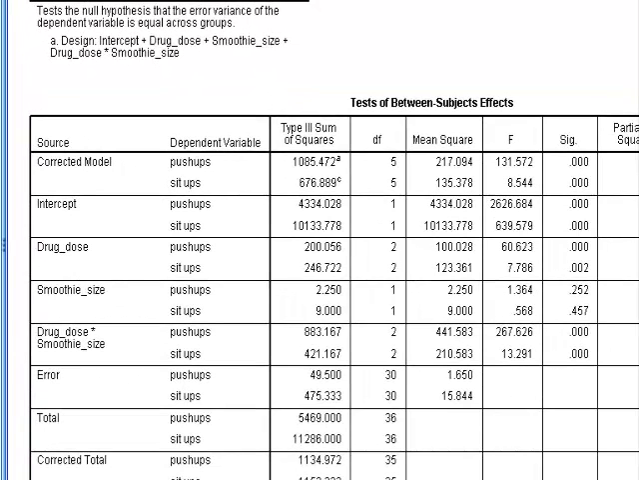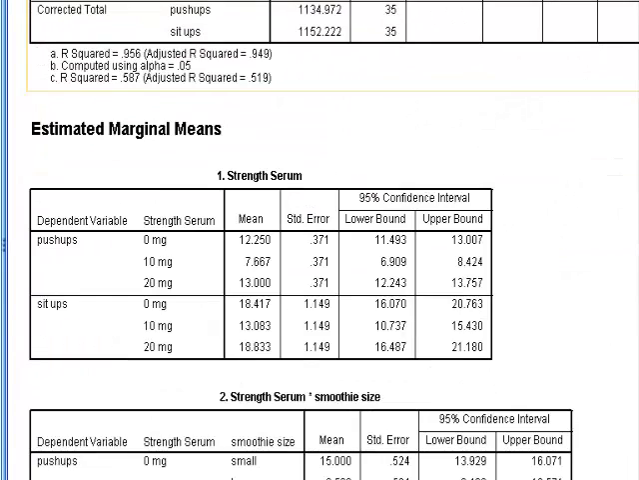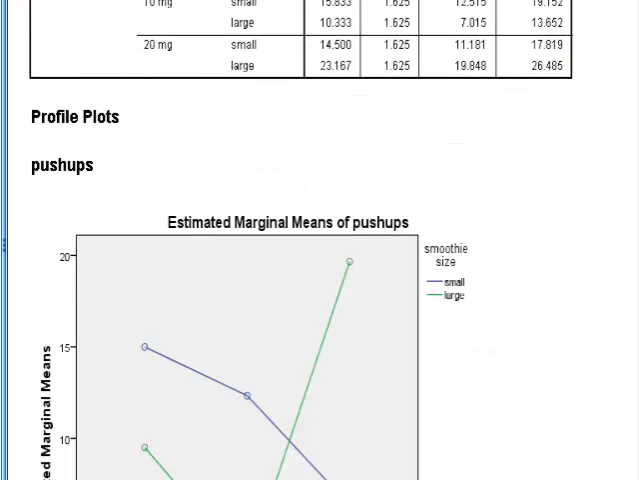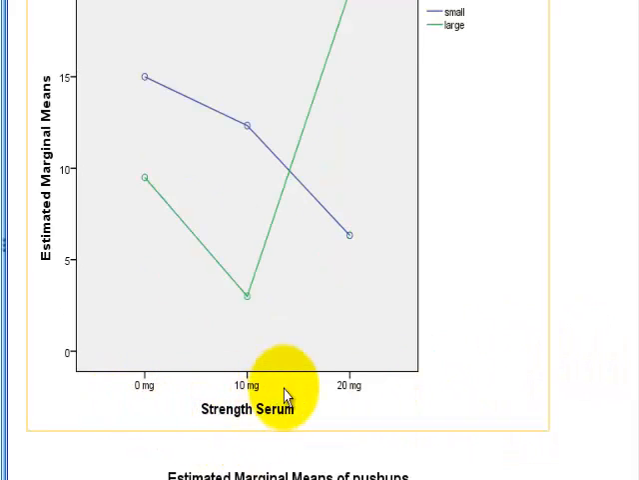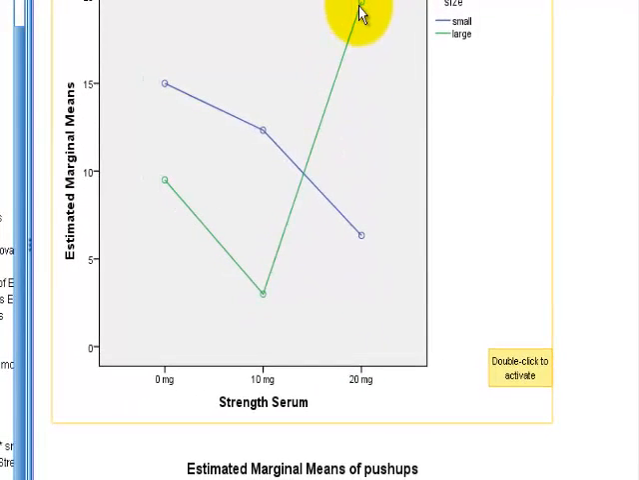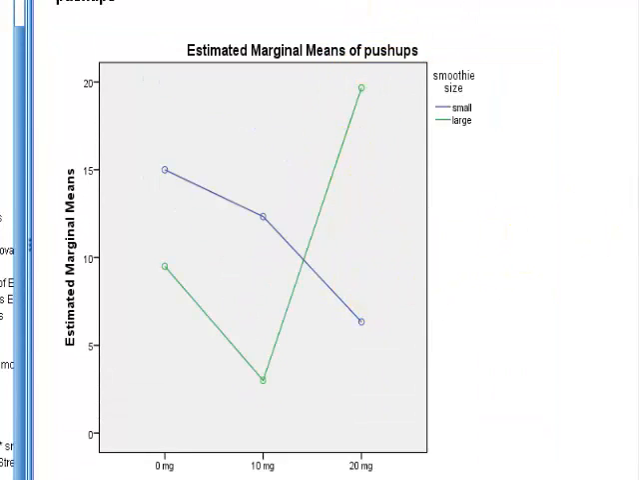All right, we're going to scroll down to our estimated marginal means plots. This is how the different strength drugs affect the different smoothie sizes. The green one is the large smoothie. Apparently, for some reason, when you have a large smoothie and 10 milligrams of the drug, you are unable to perform. There's some weird combination going on there. But vice versa, if you look at the 20 milligrams with the large smoothie, you skyrocket. So there's your interaction right there.